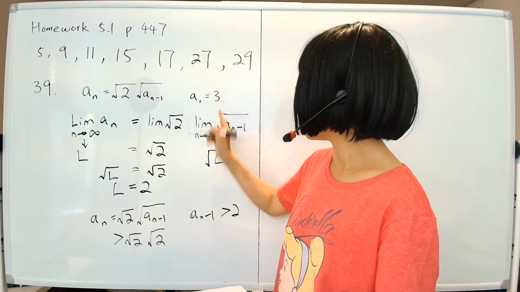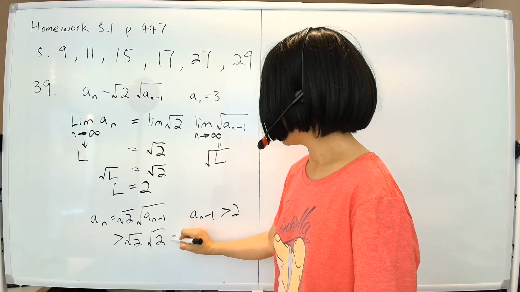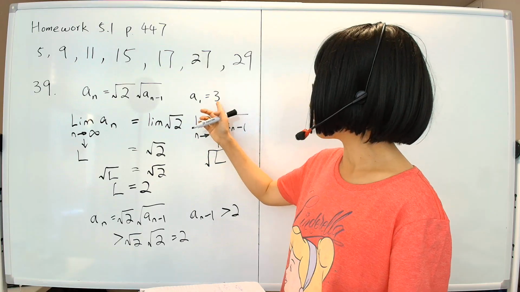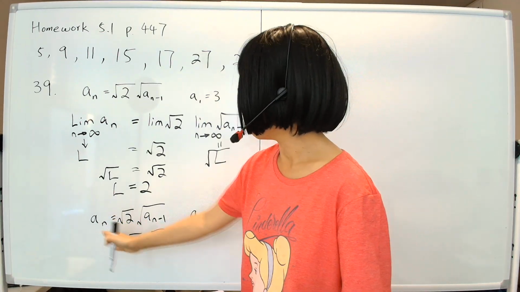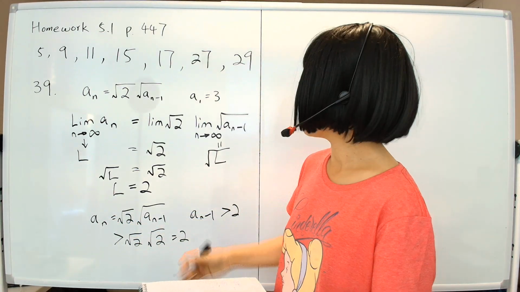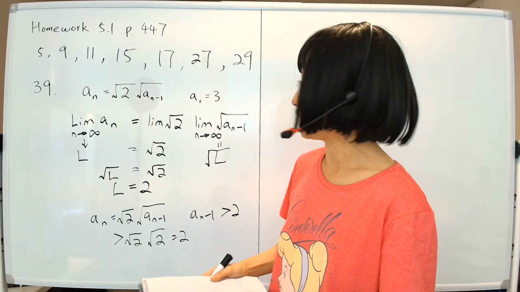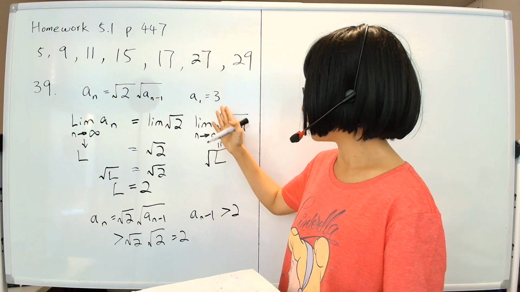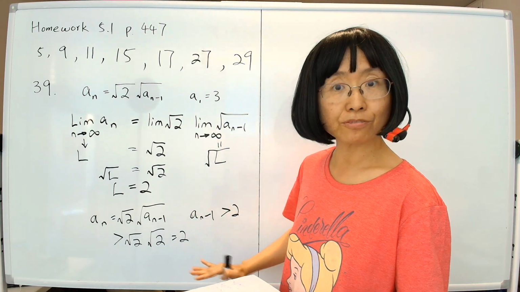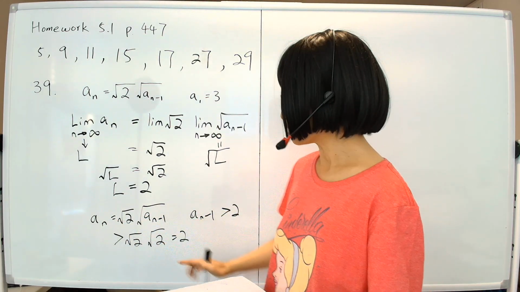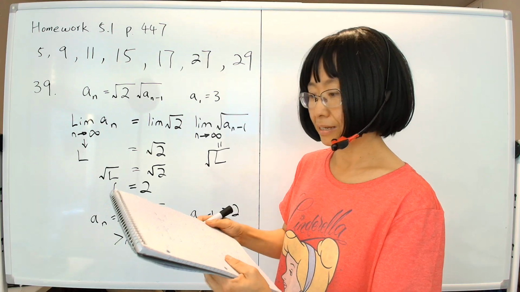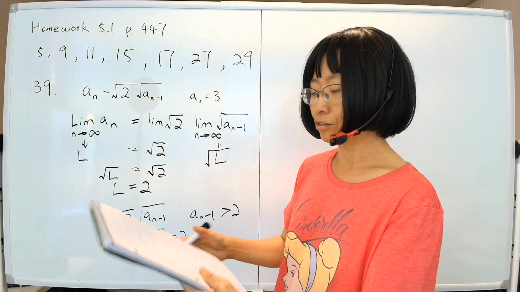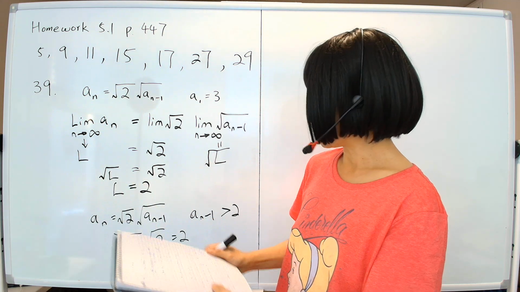For each a_{n-1} that's bigger than 2, the next one will also be bigger than 2, which means they will all be bigger than 2. It started out bigger than 2, and each following one will continue to be bigger than 2 forever. So the sequence has a lower bound of 2. That's the first thing we need to do.